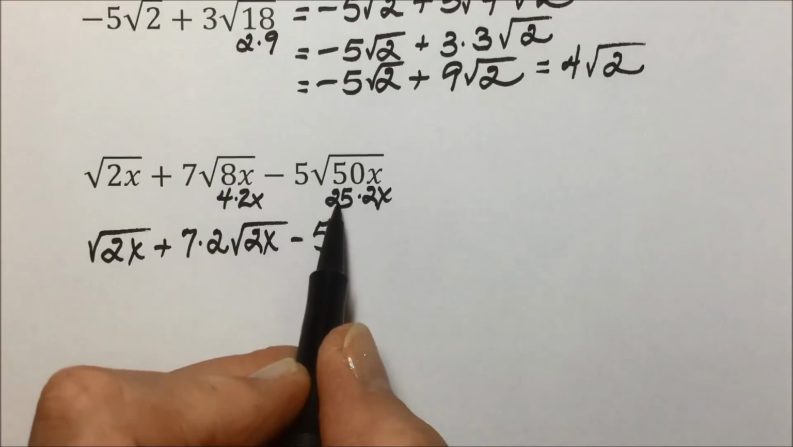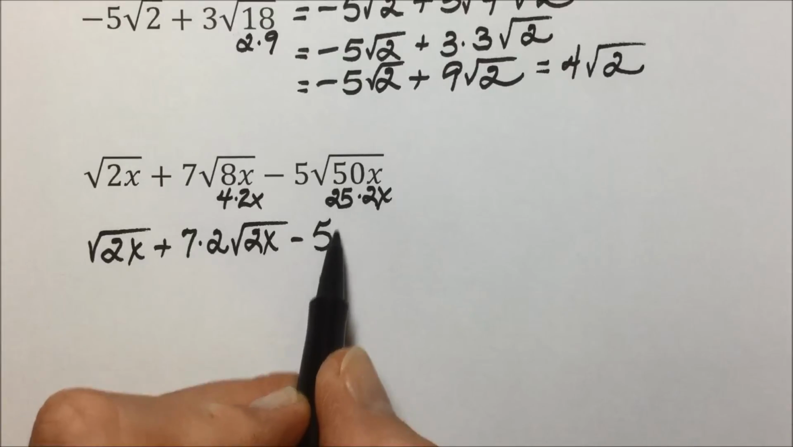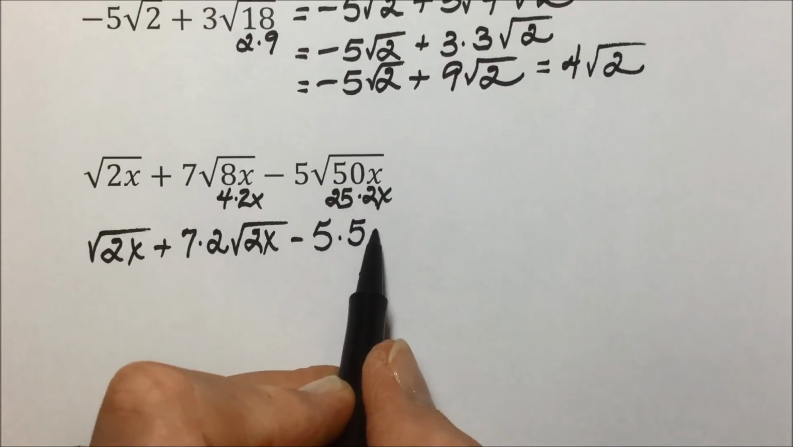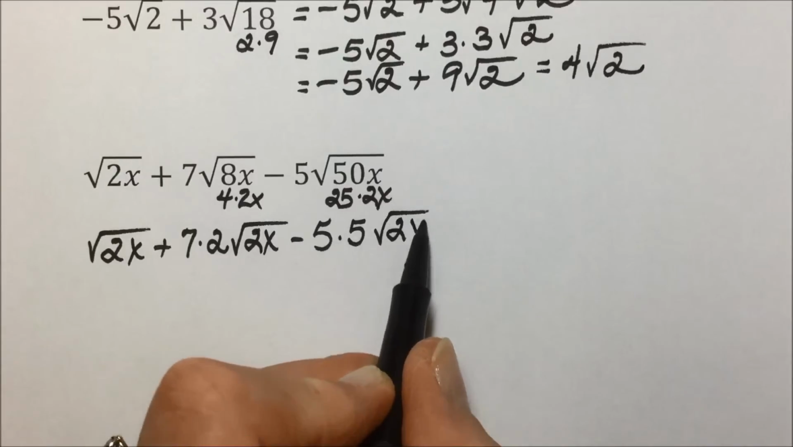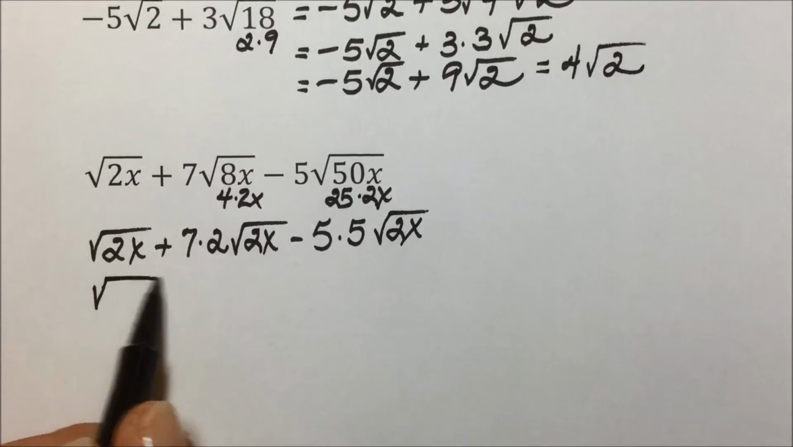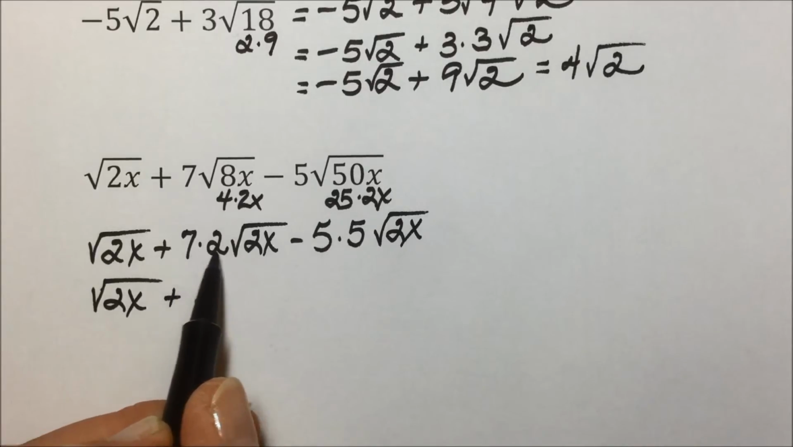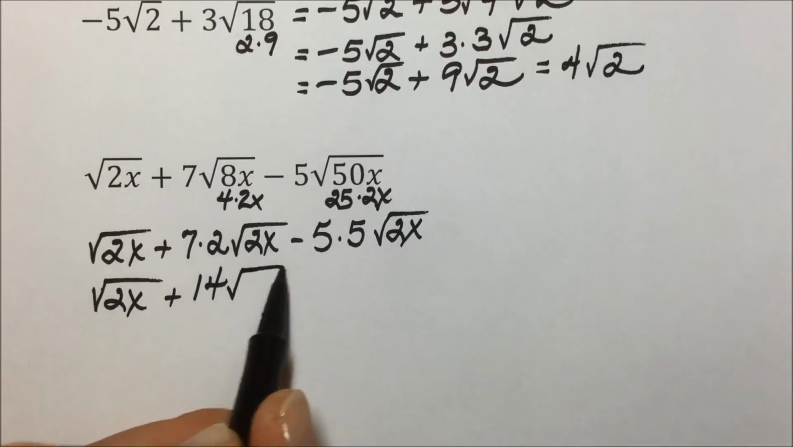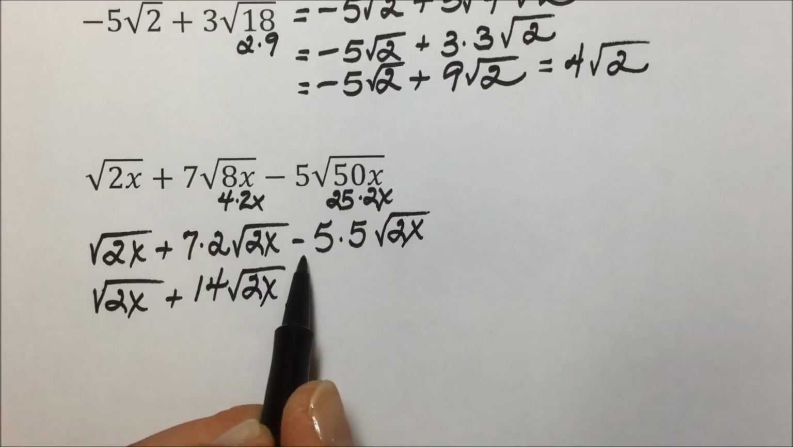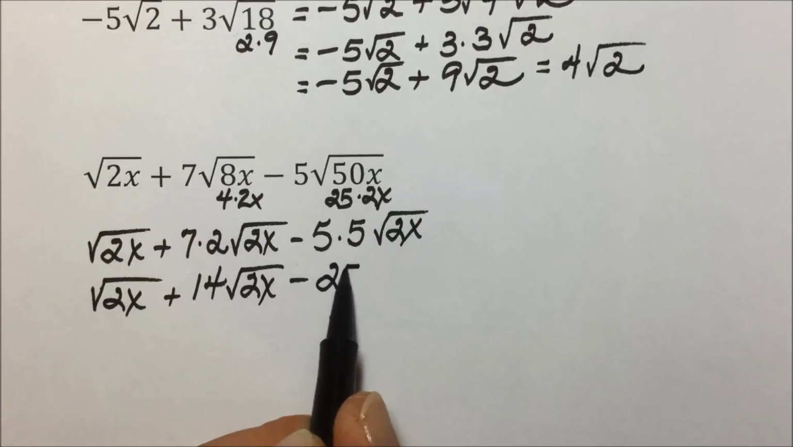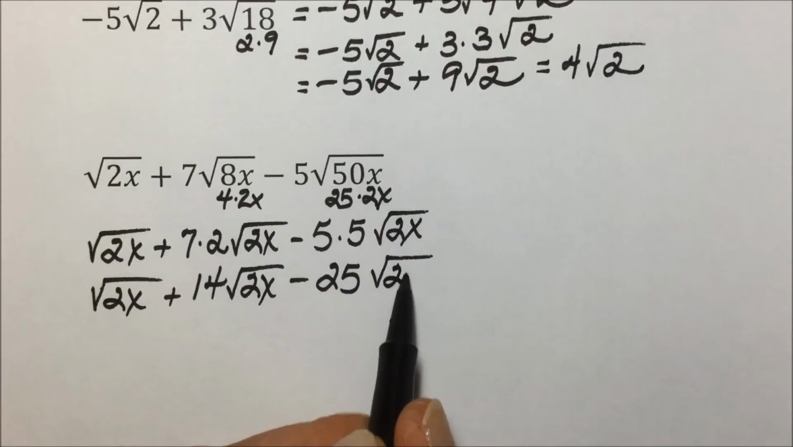Minus 5, square root of the first factor, square root of 25 is 5, and square root of 2x we can't simplify. Cleaning this up, we can go and do the multiplication next. 7 times 2 is 14 times the square root of 2x. Doing the next multiplication, 5 times 5 is 25 times the square root of 2x.